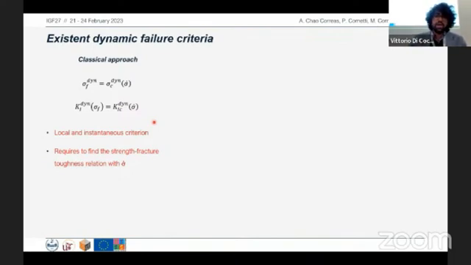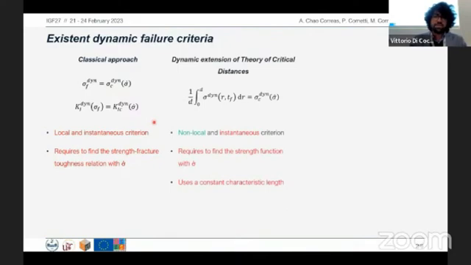A bit more complex and more developed is the dynamic extension of the theory of critical distances, in which we no longer have a local criterion. Now it's non-local, so we can capture this size effect of non-singular geometries, but still we need to impose a certain function with the loading rate. And we are adding another problem, that we are using a constant characteristic length, so its application for very small specimens is completely precluded.